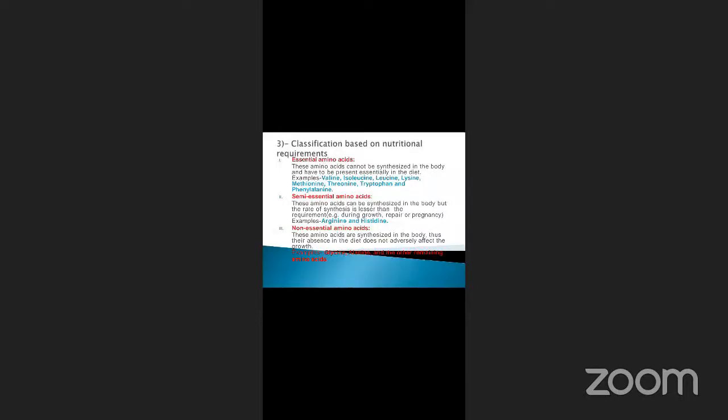Then classification based on nutritional requirements, that means how much they are required through nutrition. In the previous class, when I was discussing fatty acids, I told you about essential and non-essential fatty acids. In the same way, here we have essential amino acids, semi-essential amino acids and non-essential amino acids. Essential amino acids cannot be synthesized in the body and should be supplemented through diet.